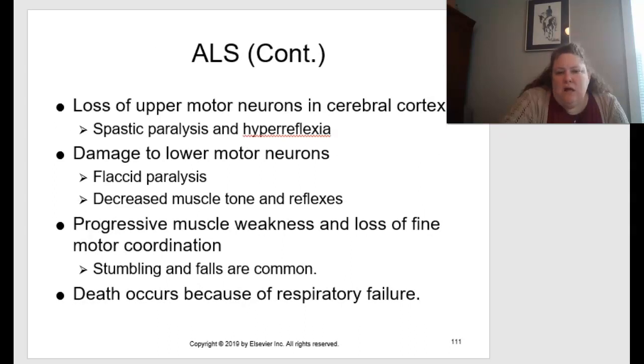There is a loss of upper motor neurons in the cerebral cortex, and we have spastic paralysis and hyperreflexia. You can have damage to the lower motor neurons, which would cause flaccid paralysis and decreased muscle tone and reflexes. We also have progressive muscle weakness and loss of fine motor coordination. This can cause stumbling and falls, and these would be common in these instances, and death may occur because of respiratory failure.